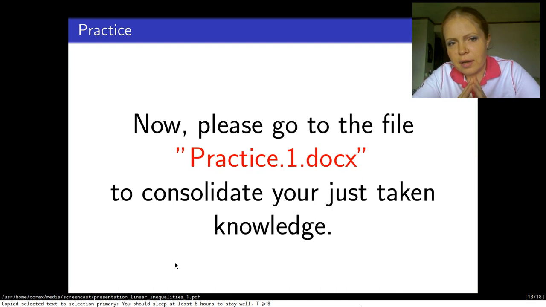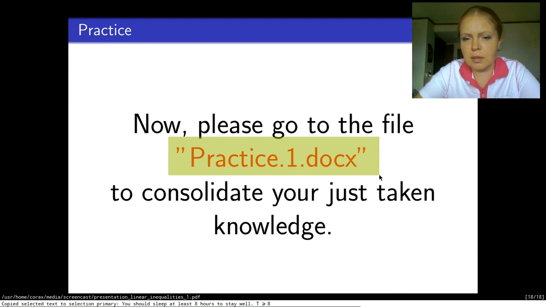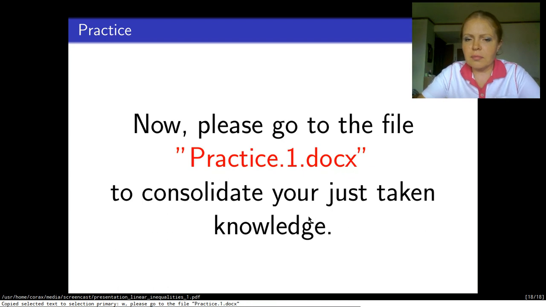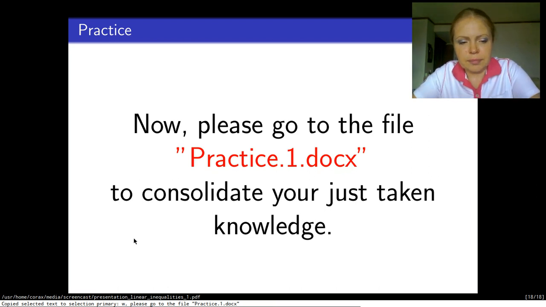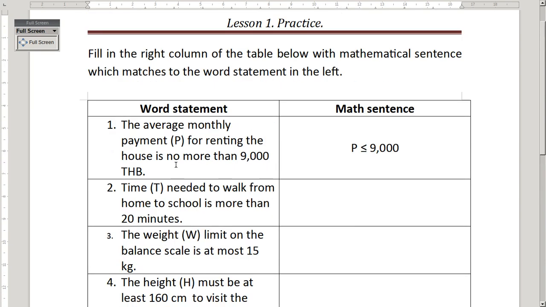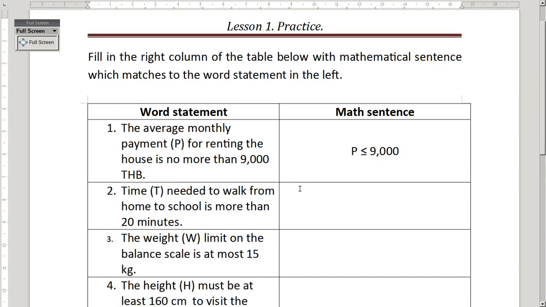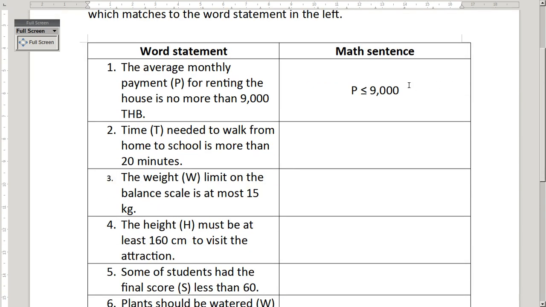Actually, this is all I have to say to you today. And right now I would like you to go to the file you can see on your screen, practice 1 docs, to practice and consolidate your knowledge. Here you can see this file. In number 1, you are given 6 statements. Number 1 is done already.